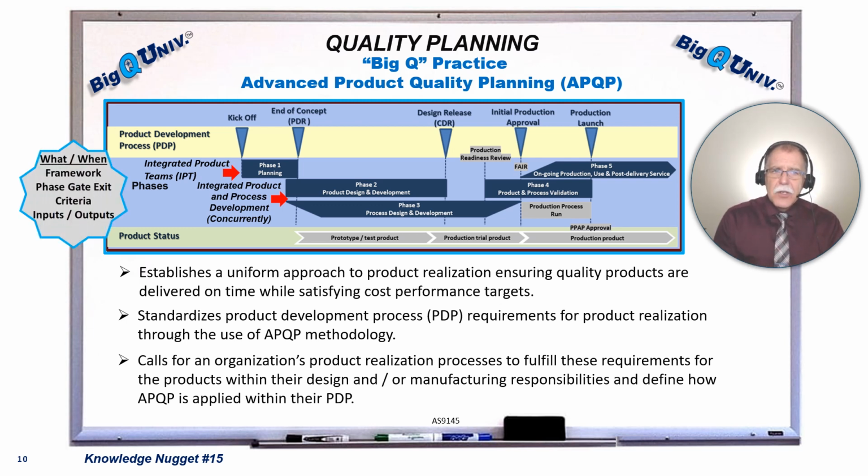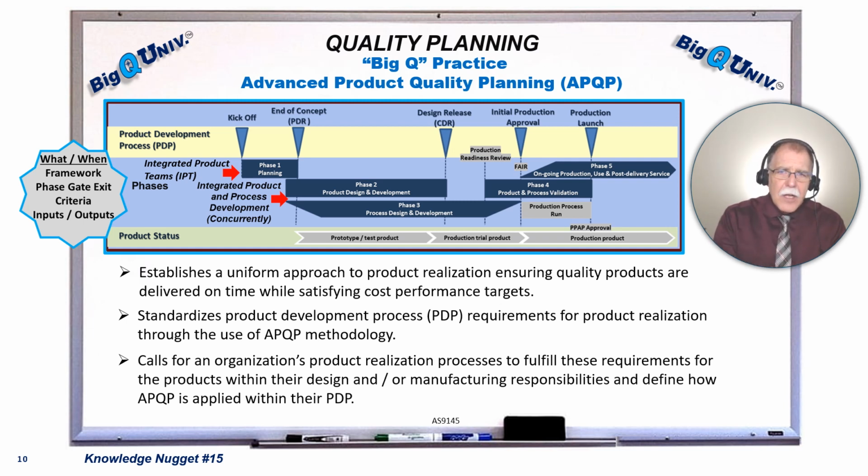Now, as I said earlier, APQP is a framework. It's a what and when framework. It also includes what's called phase gate exit criteria to help us understand the requirements that must be fulfilled in each of the phases before we can exit and move into the next phase. Now, to support this, it includes for each phase a list of inputs that are required coming into the phase and a list of outputs before you can exit a phase.